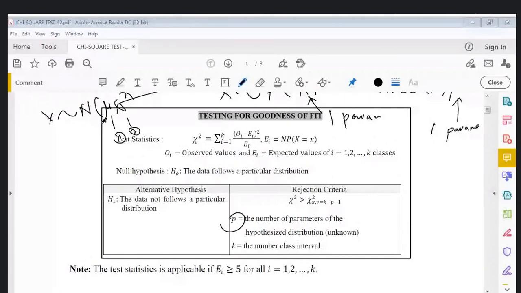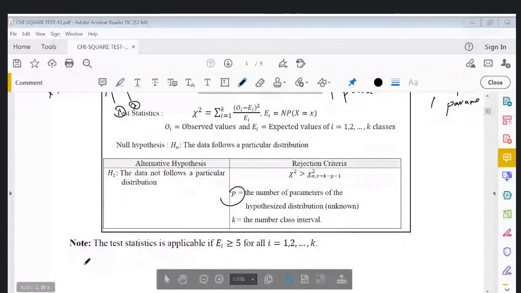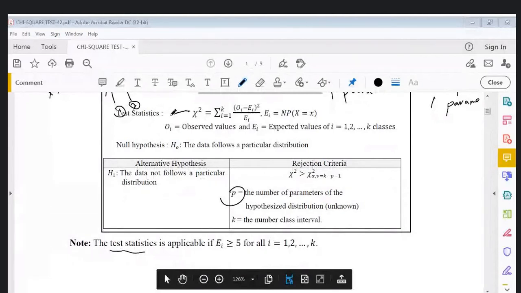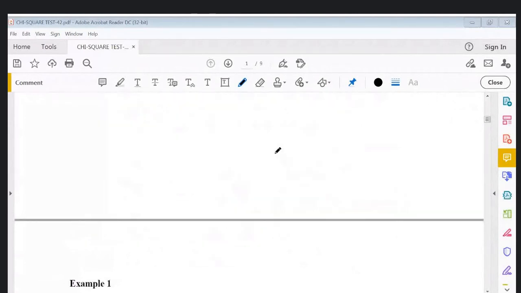I will explain what K is. The chi-square statistic is suitable and applicable if Ei must be greater than 5. Look here at how to use this formula. Look at example 1.